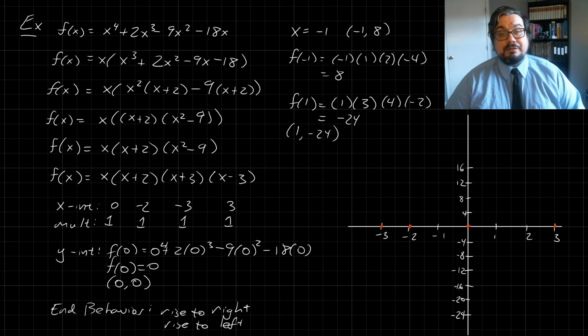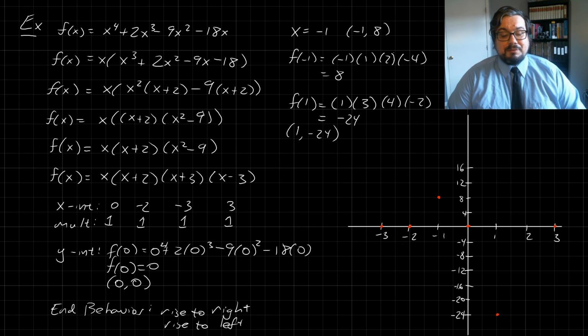The y-intercept is 0, 0. We already have that noted. So let's get our other 2 points. The other points that we have on the graph are -1, 8, which goes right there, and 1, -24, which goes right there. So now we're ready to graph this function.